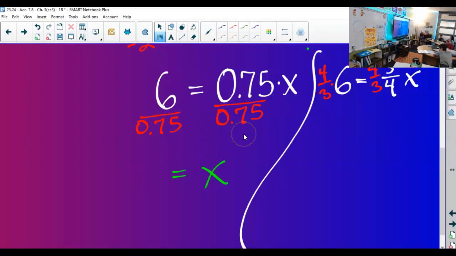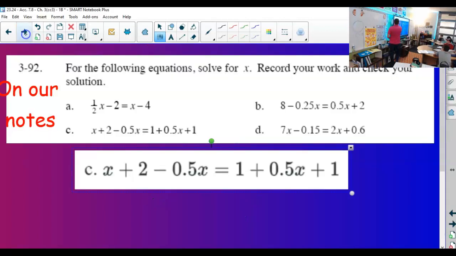This is why we're stopping to make sure that we all agree on this. It is 8. And this one got dicey.